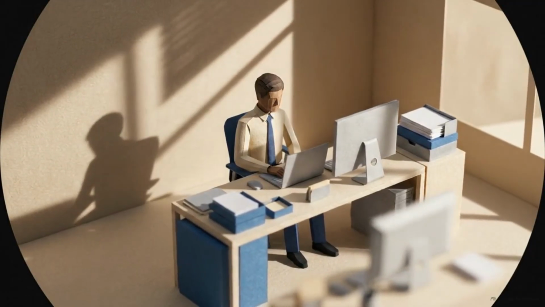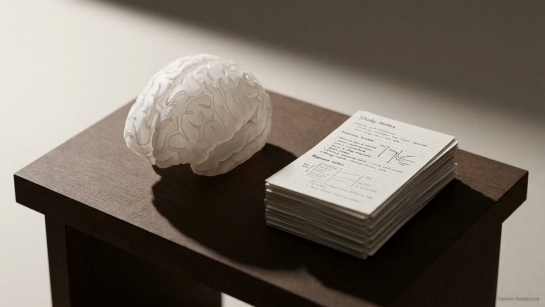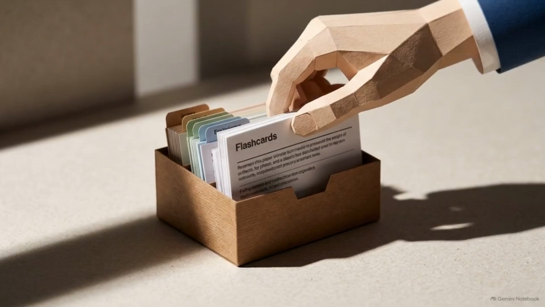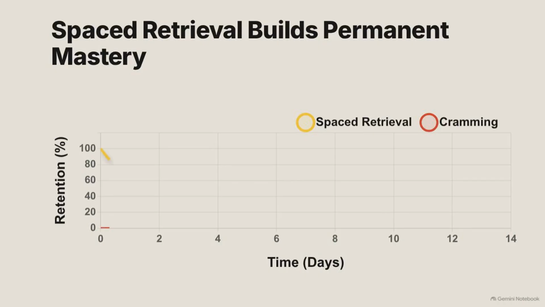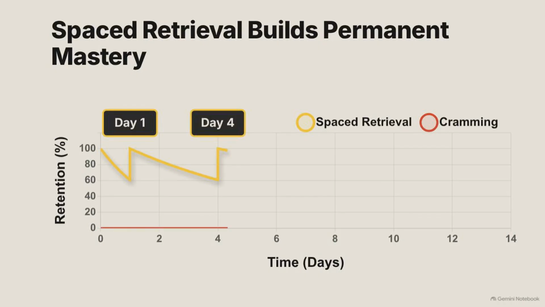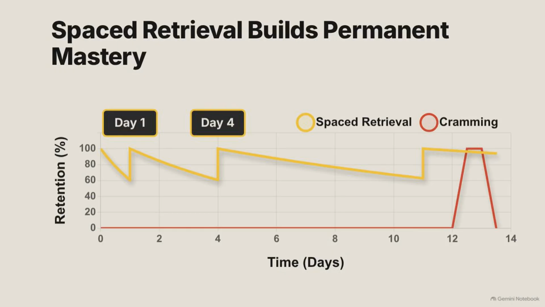To make sure your hard work stays in your head, you have to use spaced practice. This is the biological process of moving information from fragile short-term memory into permanent storage. Without review, memory decays rapidly. Retrieving material at increasing intervals, today, in 3 days, and a week, resets retention, flattening the curve. Cramming creates a spike, but without sleep consolidation, information vanishes immediately after the test.